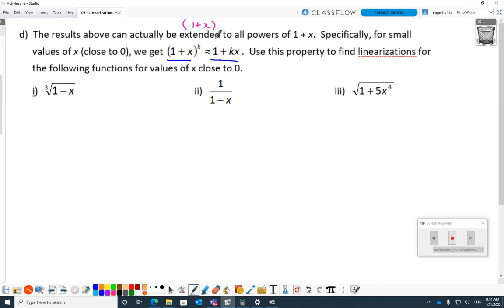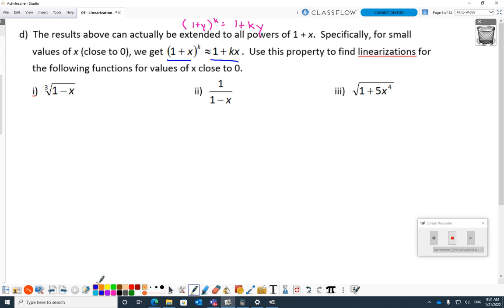I literally said I was going to fix it, and then I didn't fix it. I'm going to write 1 plus whatever you're talking about to the k equals 1 plus ky. So it doesn't have to be an x in there. It can be whatever you want in there. And that'll help with a few of these questions.